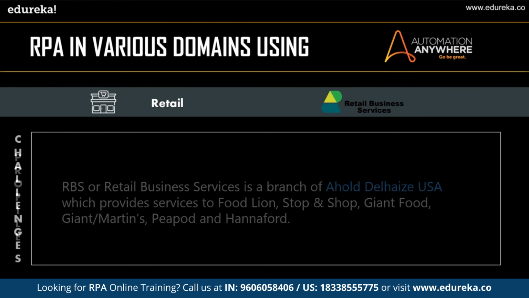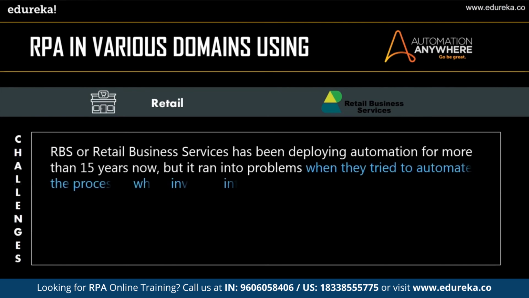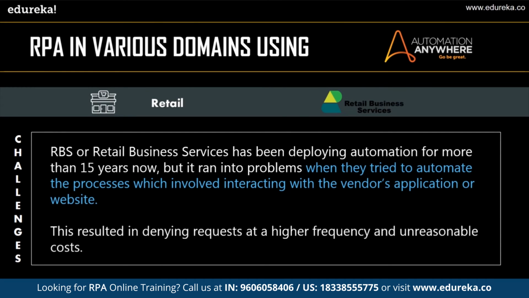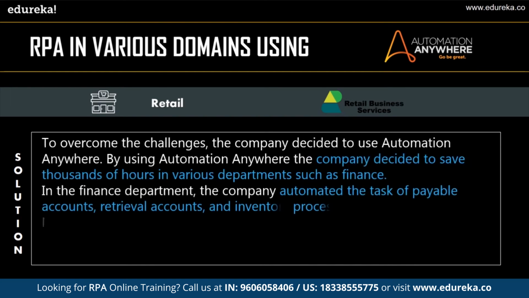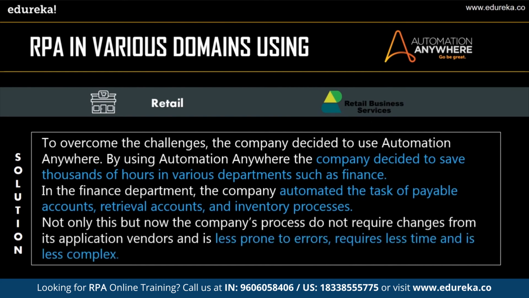Now, the challenge observed by RBS was that it had been deploying automation for more than 15 years, but it ran into problems when they tried to automate the processes which involved interacting with the vendor's application or website. This resulted in denied requests at a higher frequency and unreasonable cost. So to overcome the challenges, the company decided to use Automation Anywhere. By using Automation Anywhere, the company saved thousands of hours in various departments, such as finance.